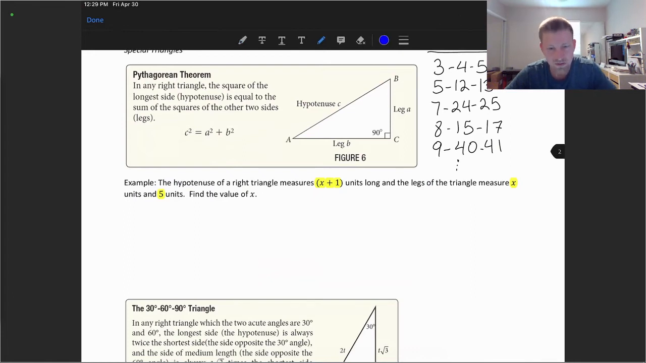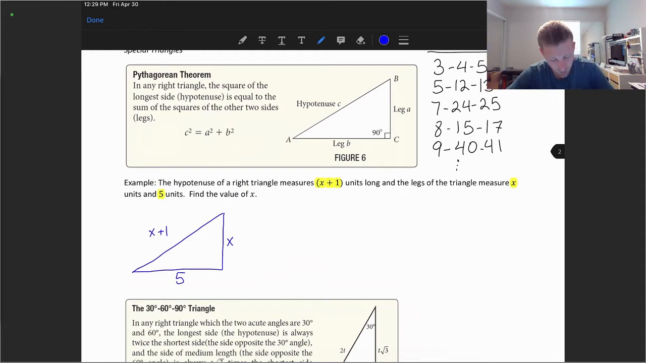Many times in trigonometry, it's important to draw a picture, and this is a great opportunity to draw our first picture of our triangle. Our hypotenuse is known to be x plus 1, and our legs are 5 and x. It doesn't matter which leg we choose here. We could use either one.